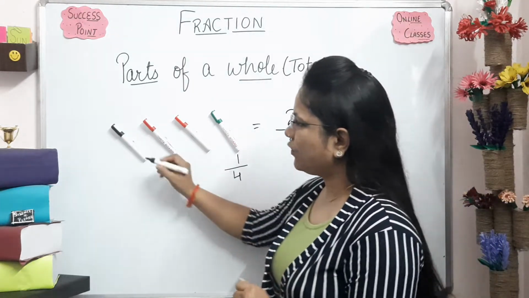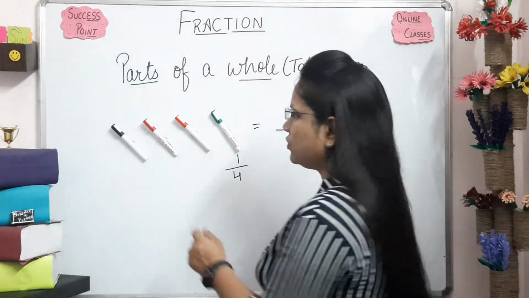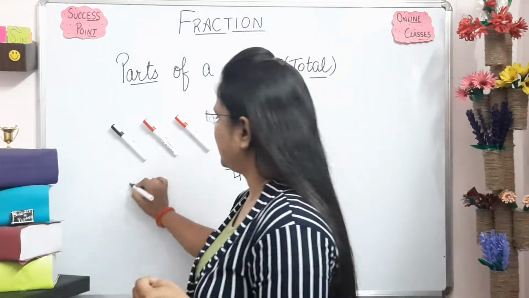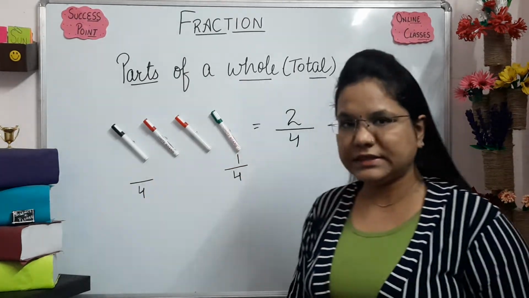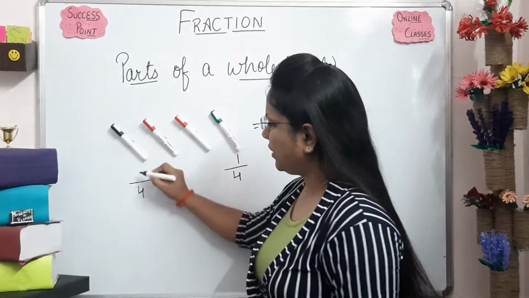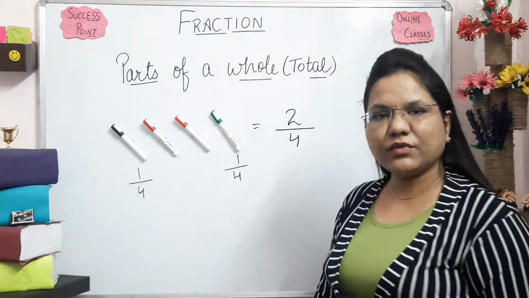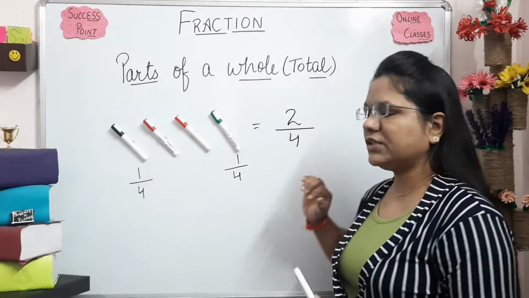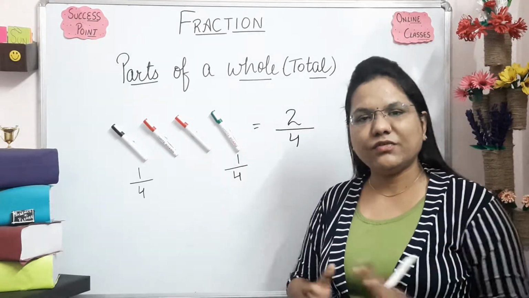And if you check for the black marker also: 1, 2, 3, 4. In total we again have 4 markers. How many black markers do we have? We have only 1 marker. So it will be 1 by 4. Like this we can find fractions. This is the way to represent fractions.